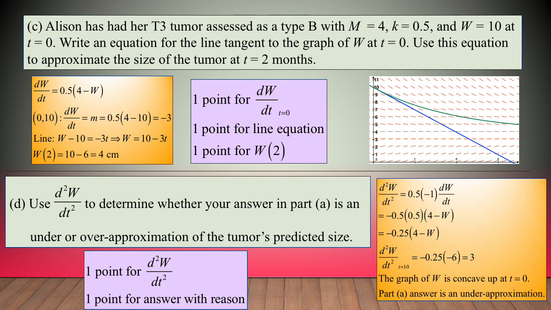2 points for this problem. 1 point for finding the second derivative of W with respect to t, and then 1 point for the answer with a reason.